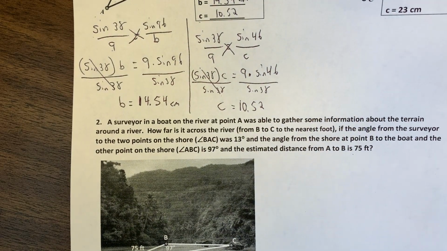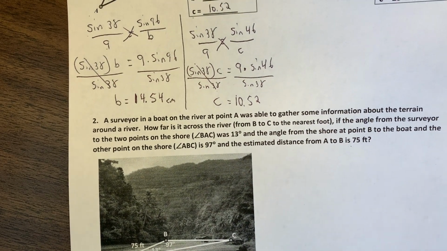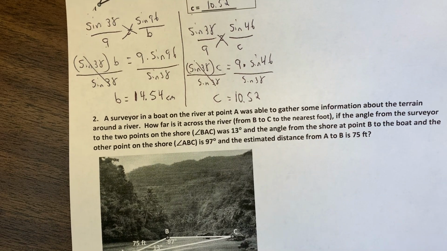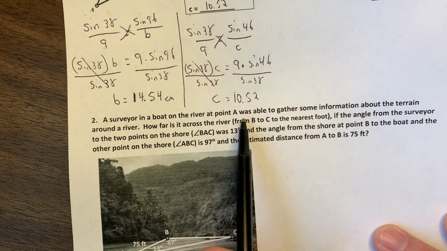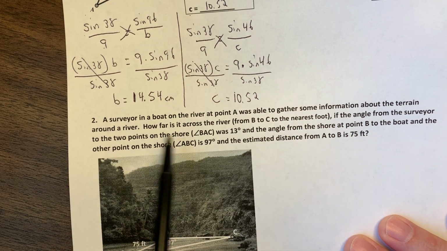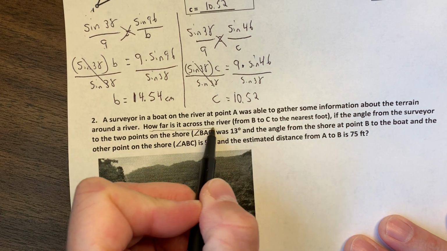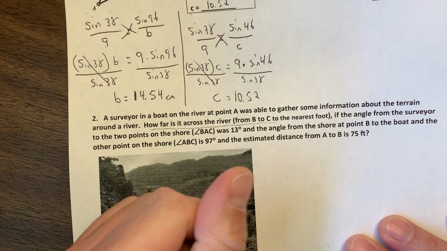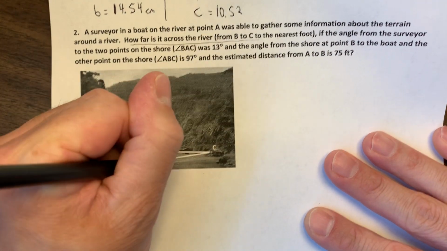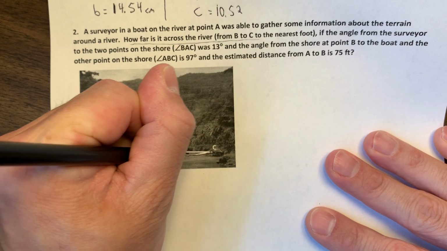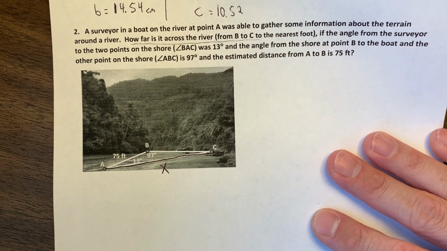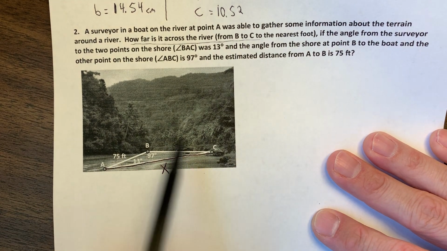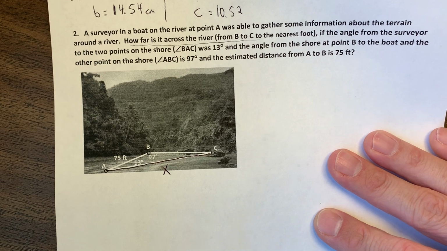But before we leave, I'm going to do the word problem, and the word problem's pretty easy. A surveyor in her boat is on the river at point A, and was able to gather some information about the terrain. How far is it across the river from B to C? You guys see B to C over here? I'm going to put a big X over here. That's what they want us to find, B to C. No problem, right? They gave me all this information on the diagram. You guys can read it, but check it out.